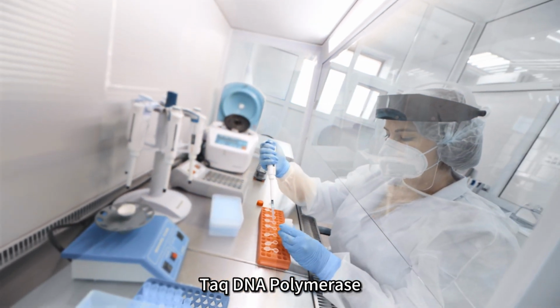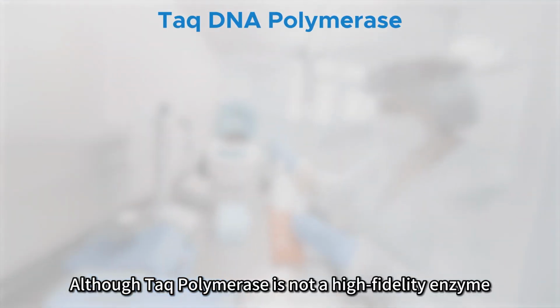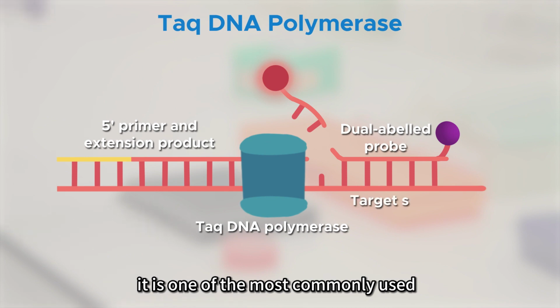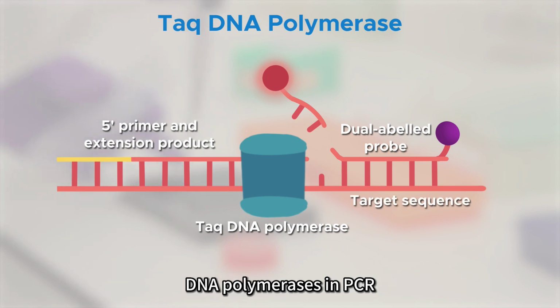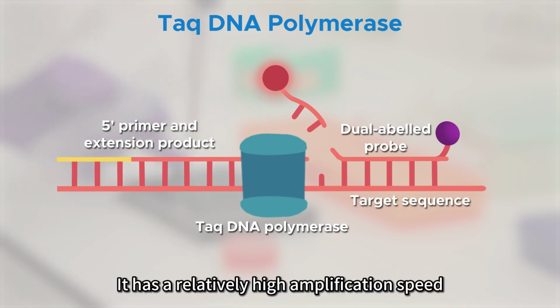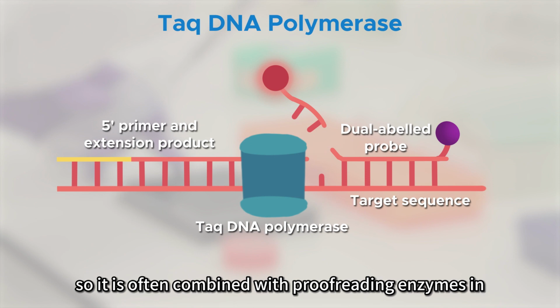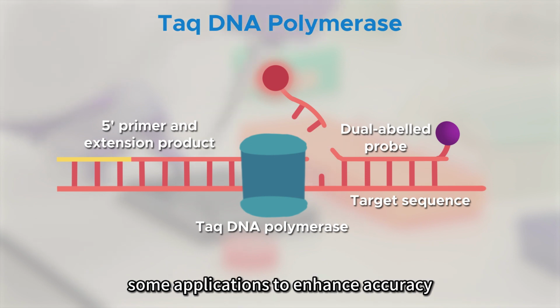Taq DNA polymerase. Although Taq polymerase is not a high-fidelity enzyme, it is one of the most commonly used DNA polymerases in PCR. It has a relatively high amplification speed, but is prone to errors, so it is often combined with proofreading enzymes in some applications to enhance accuracy.